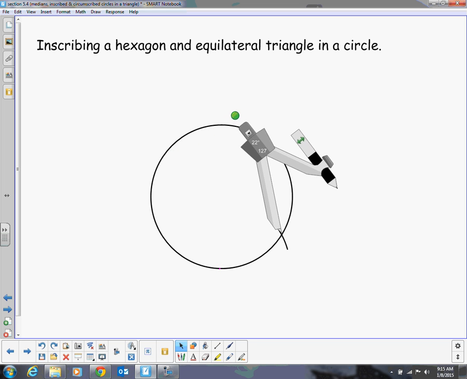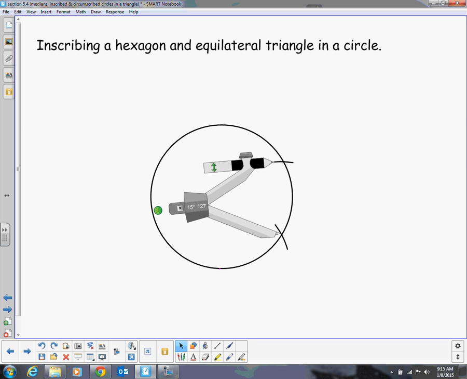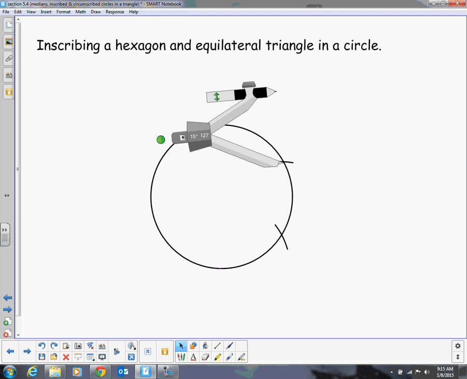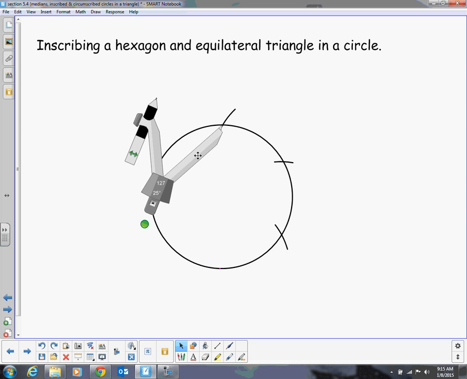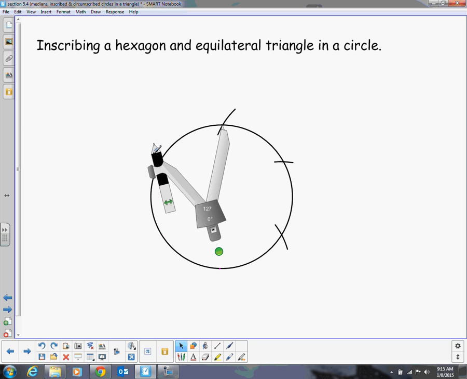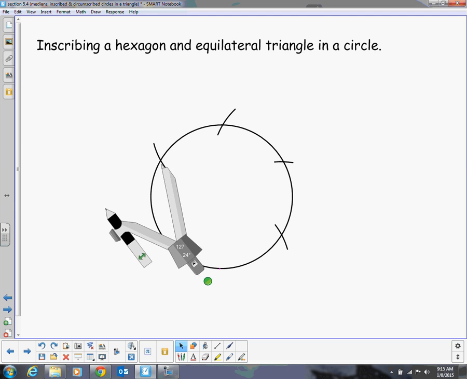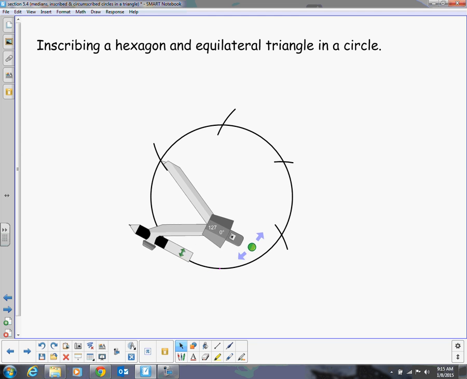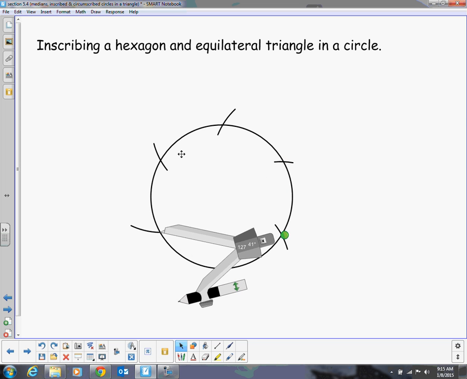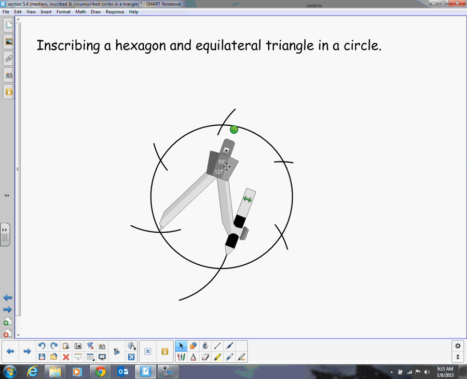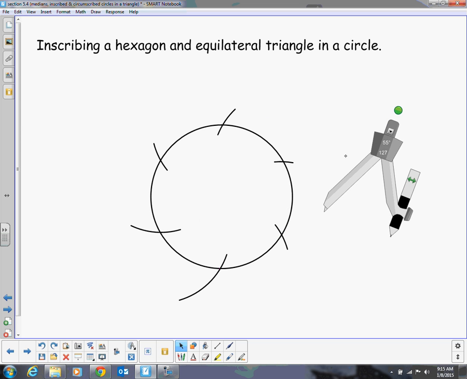Now I move to that point of intersection. And I'm going to open this a little bit bigger. There's 2. I'm going to come up here. And I just keep marking these off. There's 3. There's 4. There's 5. And there's 6.